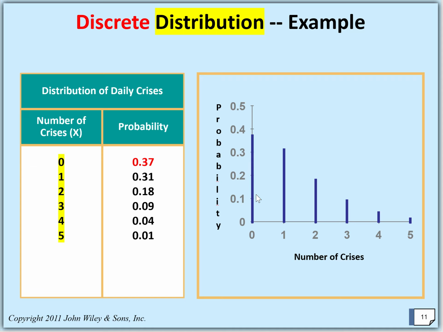So let's say over the years, he looks at the data and says, out of the past 1,000 days, 37% of the days there were no crisis, and 31% of the days there was just 1 crisis, and so on. And very rarely, only 1% of the days out of the past 1,000 days, you have 5 crises in a day. So if I go away for a day on a Friday, what is the probability that a crisis will occur? Okay.